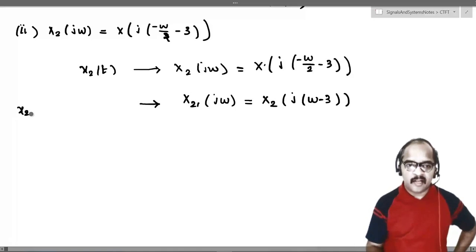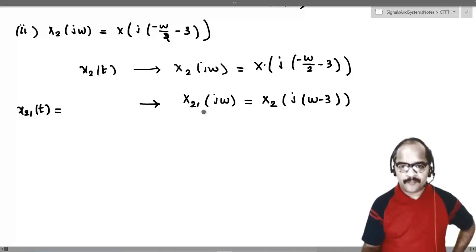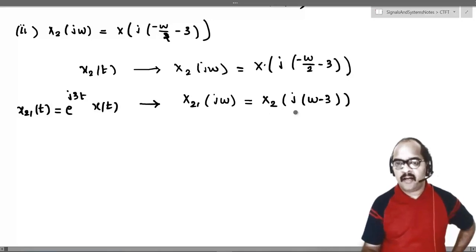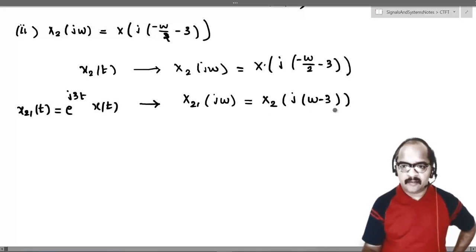Which signal will have this as a Fourier transform? It is x21 of t. What is the property? Frequency shifting, and hence in time domain you have to multiply with e power j3t with x of t. So this will have x2 of j omega minus 3 as the Fourier transform.